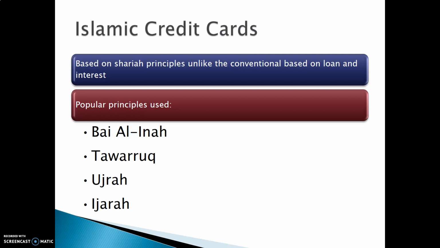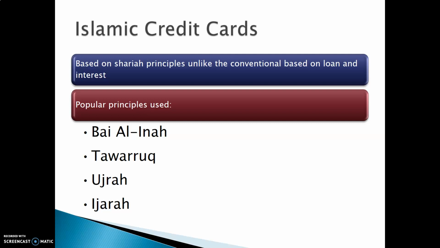Islamic credit card. Jadi, biasanya kita tahu credit card ni adalah benda yang kita beli secara kredit. Bila yang melibatkan kredit hutang, ia akan melibatkan kita worried of the involving riba lah. So how to avoid it? These are the popular principle used, which is by al-innah, tawarruq, ujrah, ijarah. These are the underlying contract of the product of credit card, for example. So the bank akan menggunakan one of these. For example, by tawarruq, ujrah, ijarah.